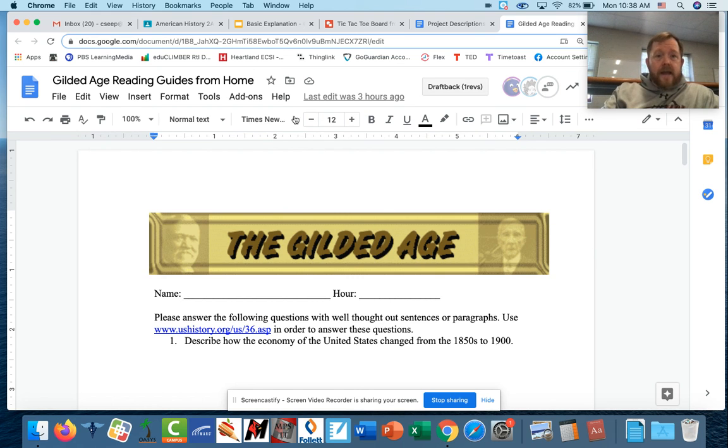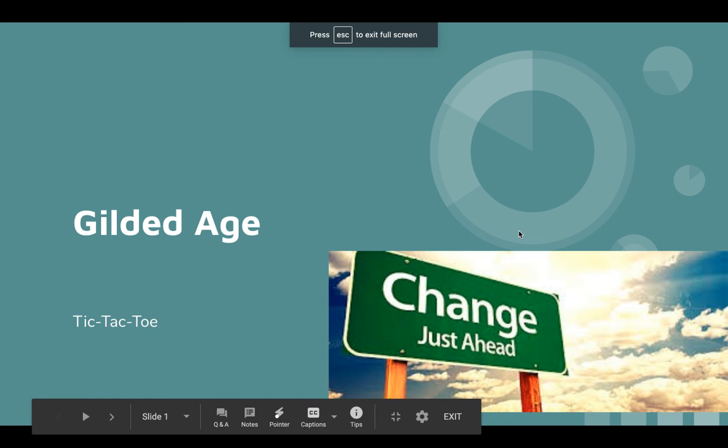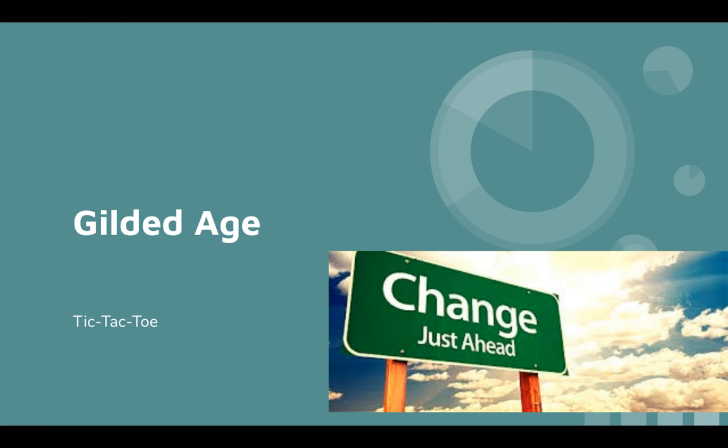So anywho, all right, we're going to go into this Basic Explanation thing, and I'm going to run you through things. So I'm going to disappear for a minute here, and I'll be back shortly. Okay, so again, as I said, this is a chapter on the Gilded Age, all the topics that I talked about, plus some more. And we call this the tic-tac-toe project.